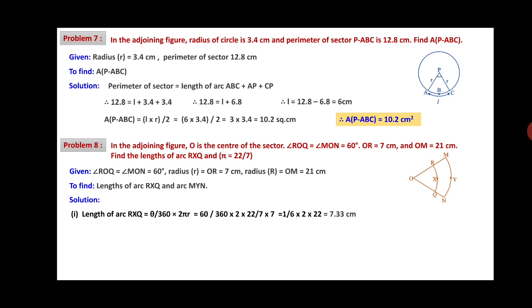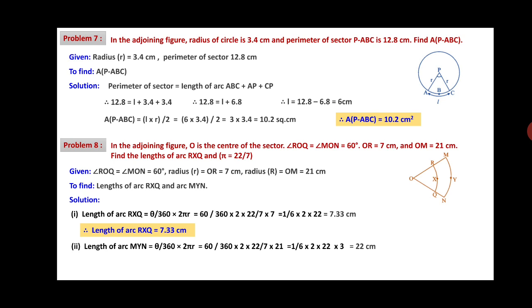We start. Length of the arc RXQ is equal to theta upon 360 into 2 pi r, which will be 60 upon 360 into 2 into 22/7 into 7. So, which will be 1/6 into 22 into 2, which will be 7.33 centimeter. Therefore, length of arc RXQ is equal to 7.33 centimeter.